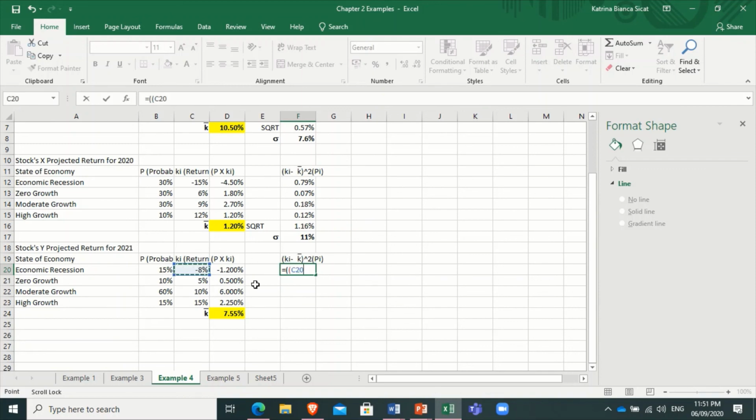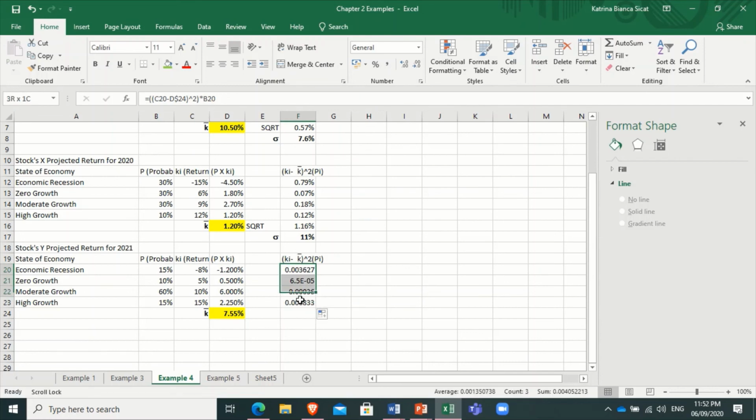KI, return. Minus our expected return. Again, lagyan ng dollar sign para hindi mag-move. Okay. Raised to 2. Multiplied by your probability. Enter. Right. And then drag. Okay. After i-drag, kunin ang sum. And then after kunin ang sum, kunin ang square root.